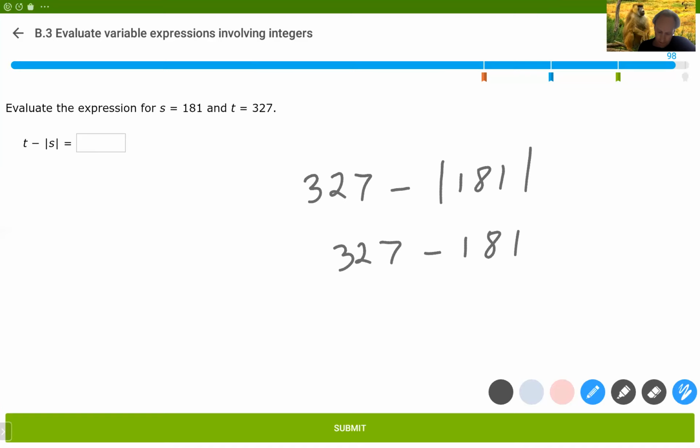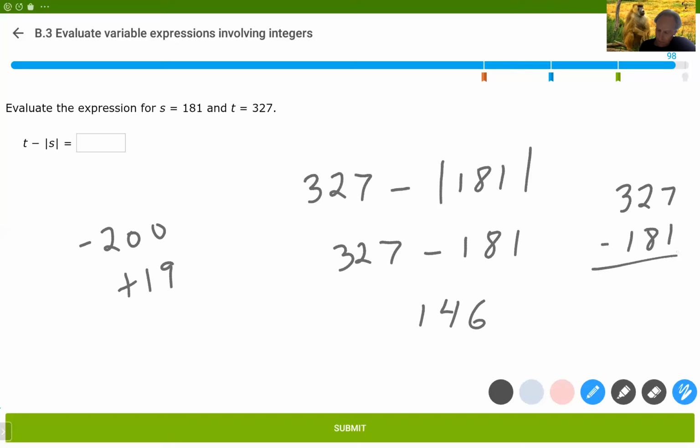Again, I could do the 19 thing. Basically, I'm thinking of this as negative 200 plus 19, because I can subtract the 200 and get the 127, and then add the 19, which is going to be 146, I believe. But in this case, I'm going to go ahead and double check it. 327 minus 181. That is 6. 8 from 12 is 4. And 1 from 2 is 146.